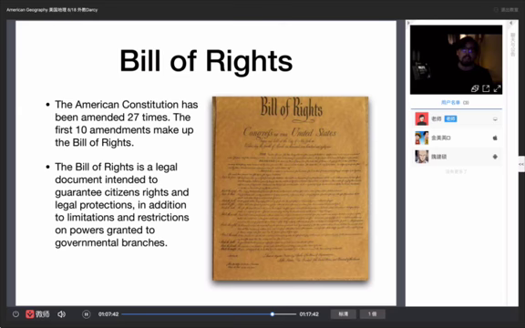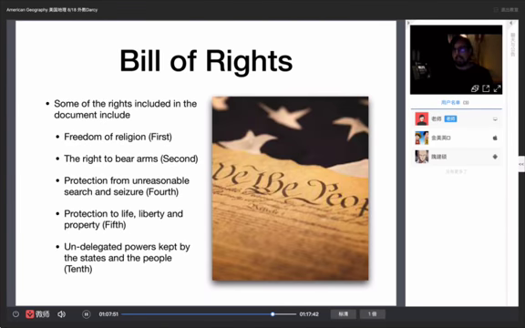The Bill of Rights is a legal document intended to guarantee citizen rights and legal protections in addition to limitations and restrictions on powers given to governmental branches. So some of those amendments, the First Amendment is the freedom of religion. The Second Amendment is the right to bear arms. The Fourth Amendment is protection from unreasonable search and seizure. The Fifth Amendment is protection to life, liberty, and property. And then we have states' rights powers, the 10th Amendment.